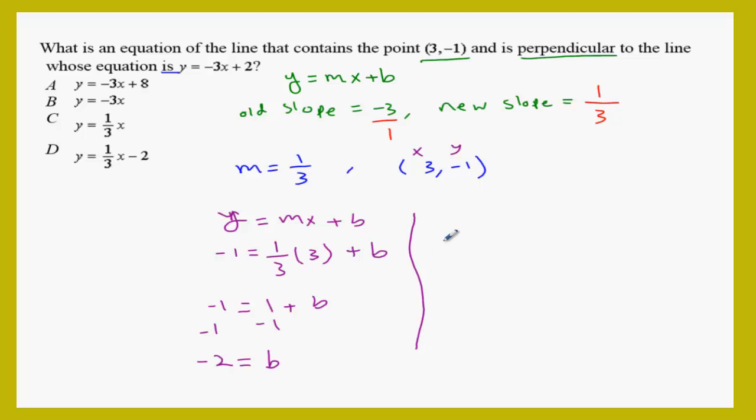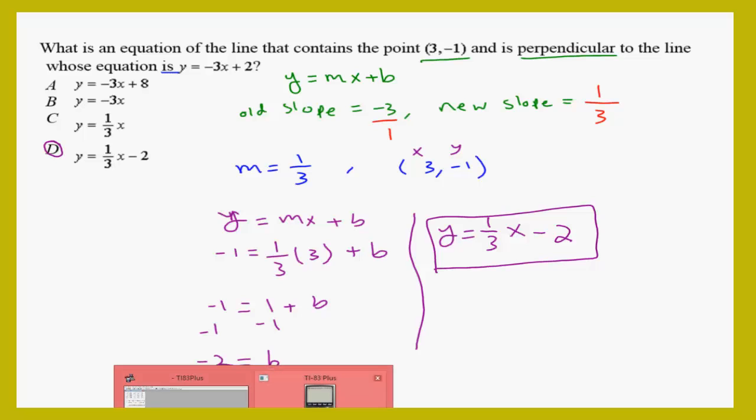Therefore, your final equation, y equals m. We just found it. We're going to use the 1/3, not the negative 3. 1/3 x plus, I'm sorry, minus 2, the negative 2. And that is the equation of the perpendicular line passing through the point (3, -1) and perpendicular to this line here: y equals 1/3 x minus 2. It is choice D. This is one way to solve this problem.